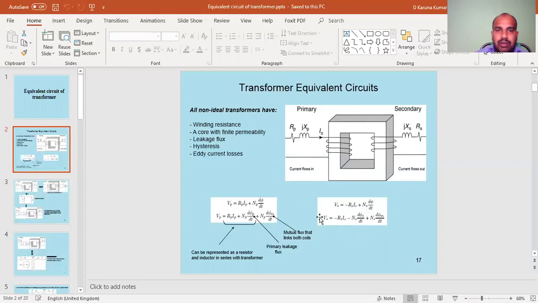Now here, the primary voltage VP equals RP times IP plus NP times dφ/dt. Now this can be represented as a resistance and inductance in series with the transformer. This can be represented as the mutual flux linking both the coils, and this one is the primary leakage flux.